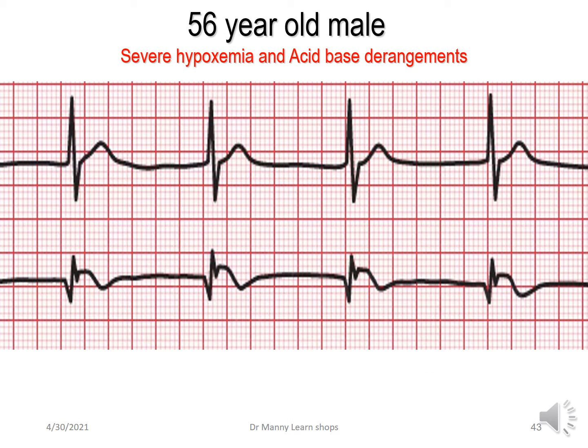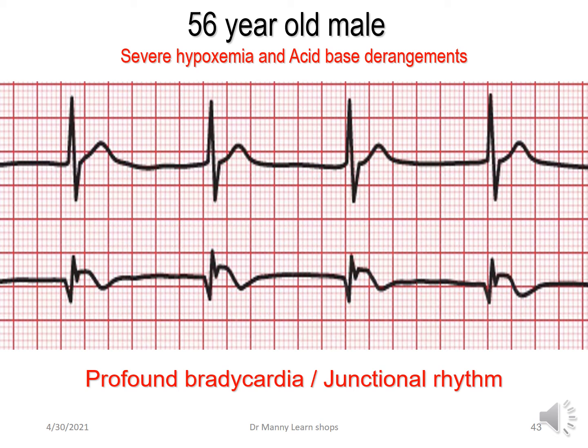Now you've got a 56-year-old male who's got severe hypoxemia and severe acid-base derangements. He's hypoxic with a metabolic acidosis, and he's in a bradycardia. You've got to decide what sort of bradycardia. There are no visible P waves. The rate's approximately 45 to 50. No visible P waves, as I said. This is a profound bradycardia, which is a junctional rhythm. Pacemaker is medial, AV node.